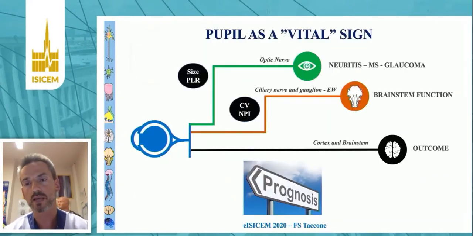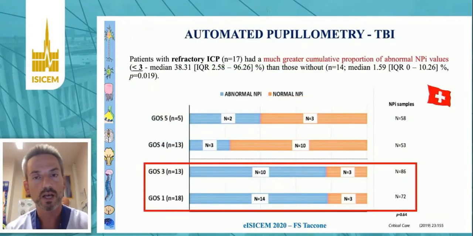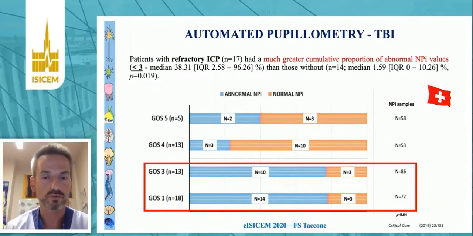Because we can assess brainstem but partially also cortical function, this pupillary assessment through the pupillometry can give information about prognostication. About TBI, this is the paper from Switzerland, you can see that the greater time spent with abnormal repeated NPI values was observed with patients with the poorer outcome. So again, the importance to repeatedly assess pupillometry and assess NPI, and when these NPI values are repeatedly altered, this can identify patients with a high probability of poor outcome.